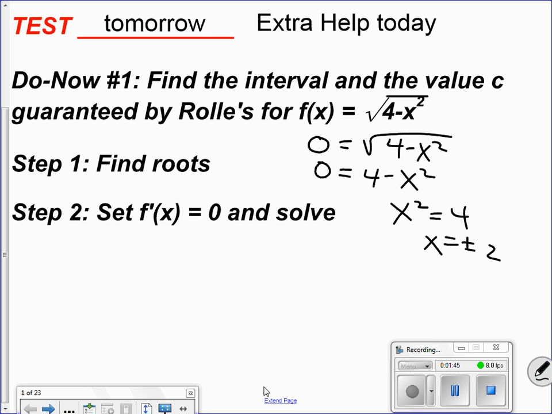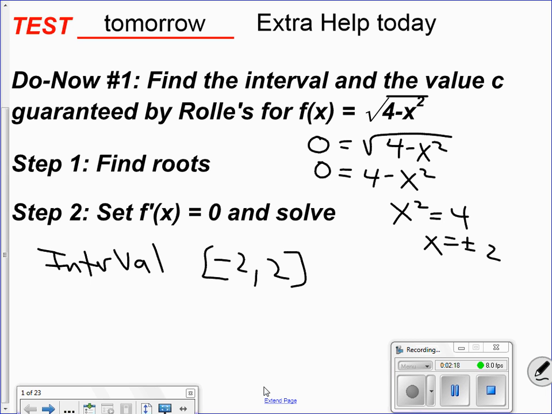So the interval for Rolle's, because Rolle's guarantees between two roots, the derivative is going to be 0. So for the first part of this question, for the interval, it's going to be from negative 2 to 2. Whenever you write an interval, make sure the number you write on the left is less than the number you write on the right. So you wouldn't want to write from 2 to negative 2. It's going to be negative 2 to 2.